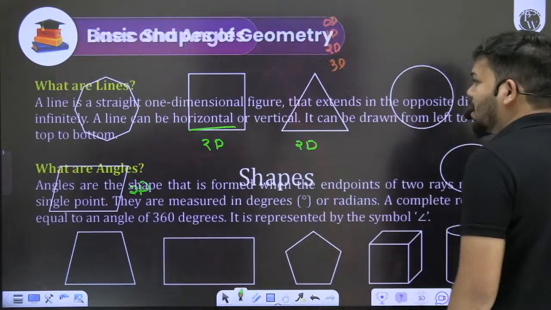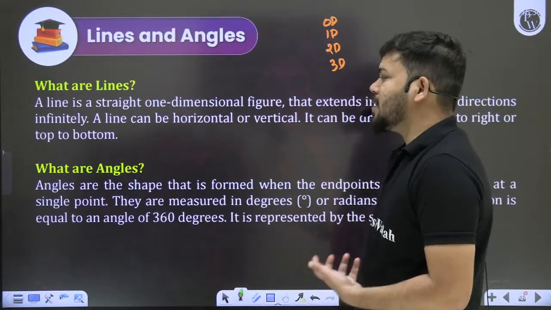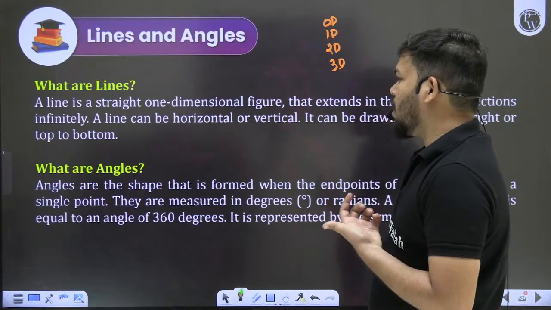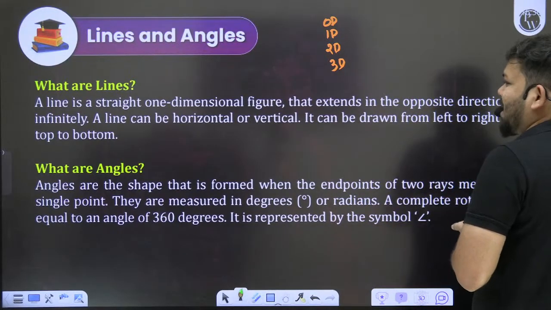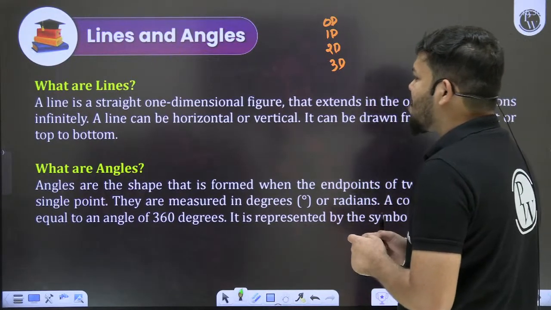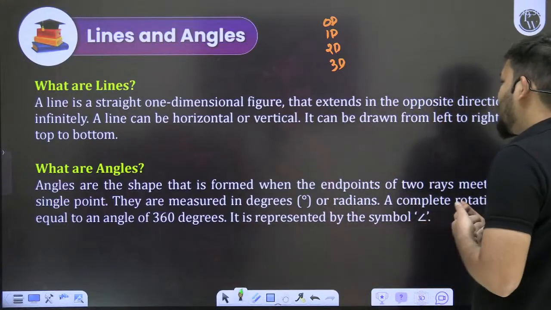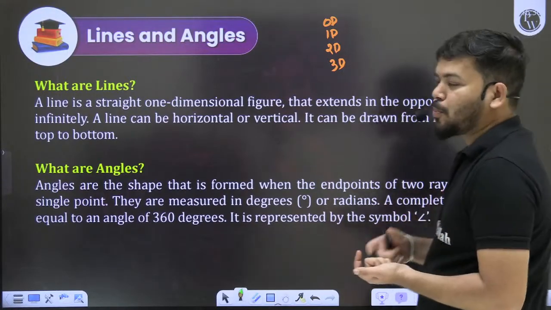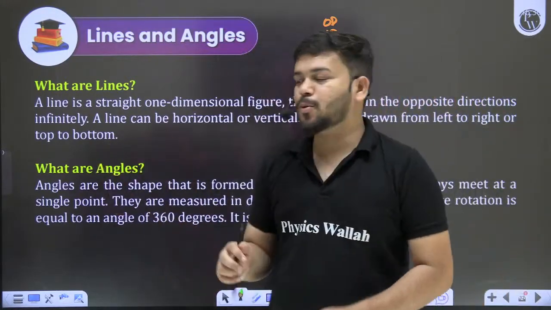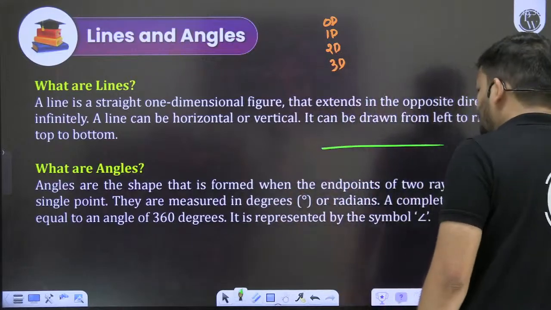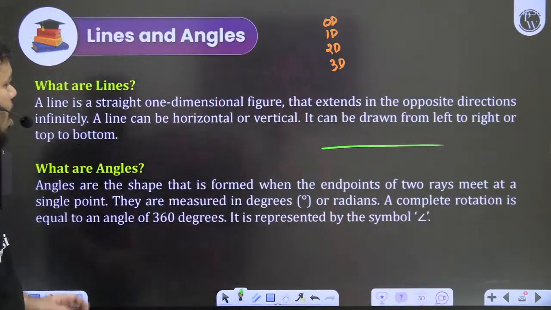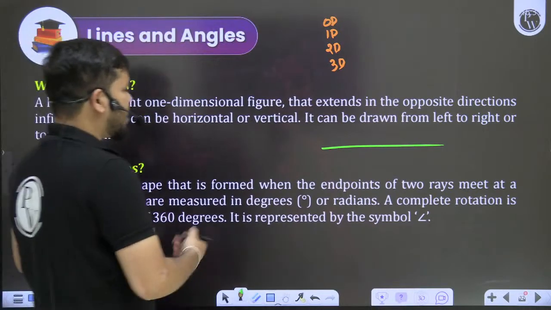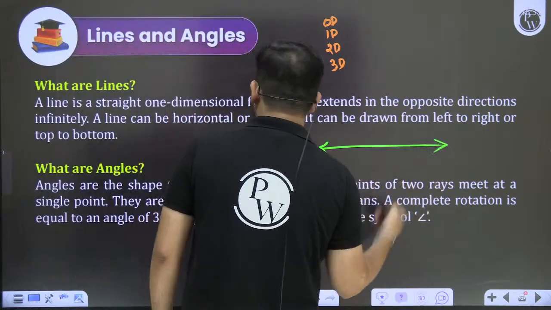So you can see here, what are lines? A line is a straight 1 dimensional figure that extends in opposite directions infinitely. The line can be horizontal and vertical. It can be drawn from left to right or top to bottom, as well as right to left and bottom to top. Means in this way you can draw, or in this way also you can draw it, right? So the opposite direction extension you can see here. This is what your lines are.